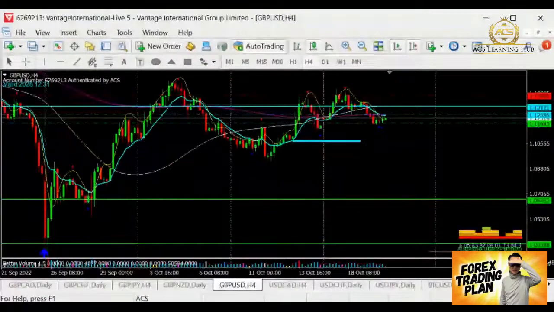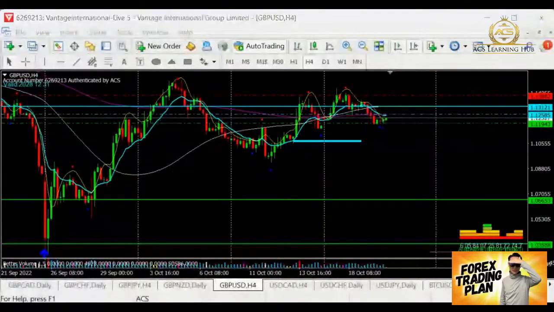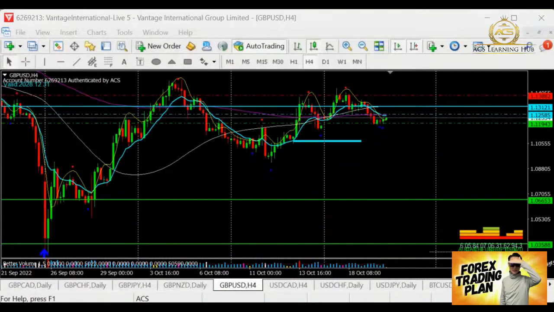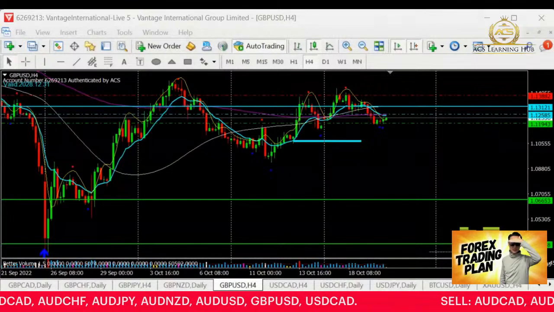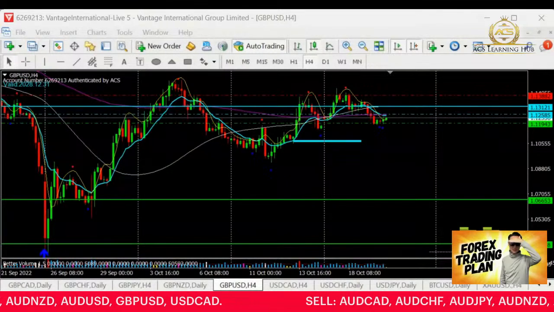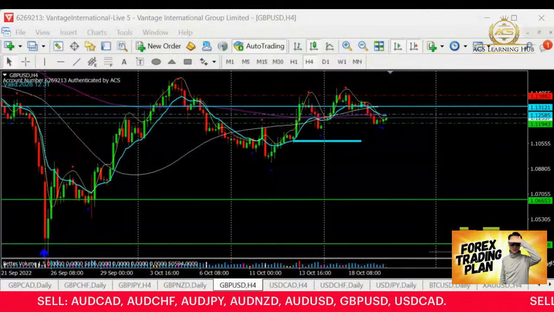Let's check what I have today. Later on, we will see how we are going to do it. Let me flash it out for all of you so that you know what I am focusing on today: Aussie CAD, Aussie franc, Aussie yen, Aussie kiwi, Aussie dollar, pound dollar, and also dollar CAD. So we have all these.